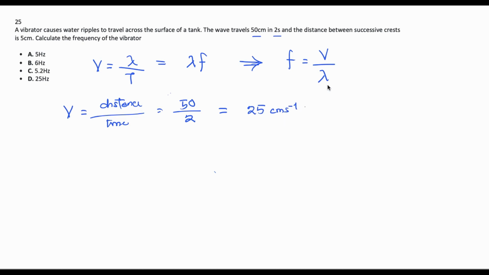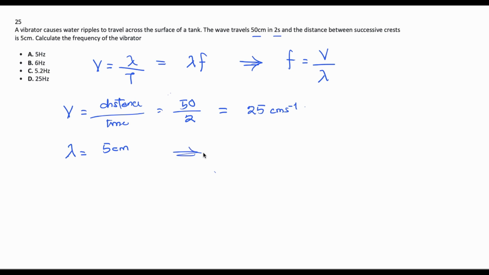Now what about the wavelength? The question tells us that the distance between successive crests is 5 centimeters. And we know that by definition, the distance between any 2 successive points on a wave is the wavelength. So our wavelength is equal to 5 centimeters.